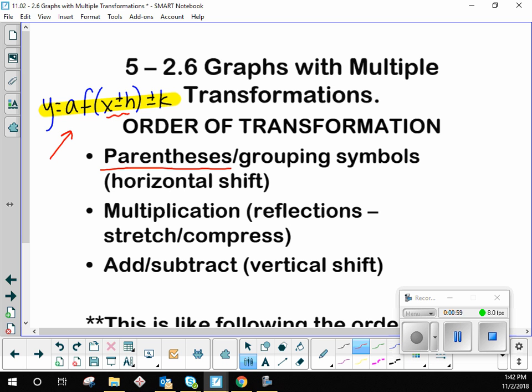After that, you'll notice it says multiplication. That's reflections and stretch or compress. That's going to be here for A. That's a stretch or compression. If it's got a negative sign, it's a reflect over the x-axis. You might also have a multiplication right here in front of the x, making it a -1. That is a reflection over the y-axis. And we'll talk more about that here in just a little bit.